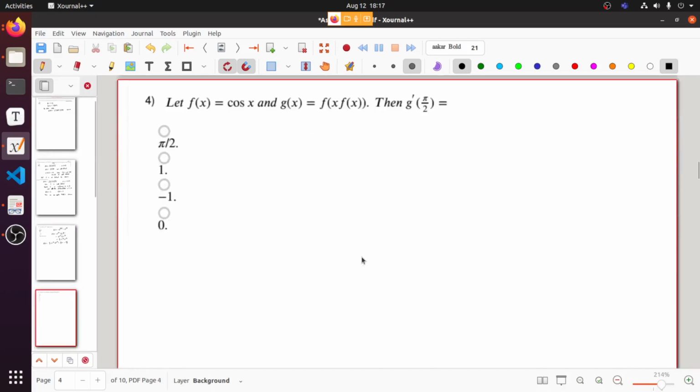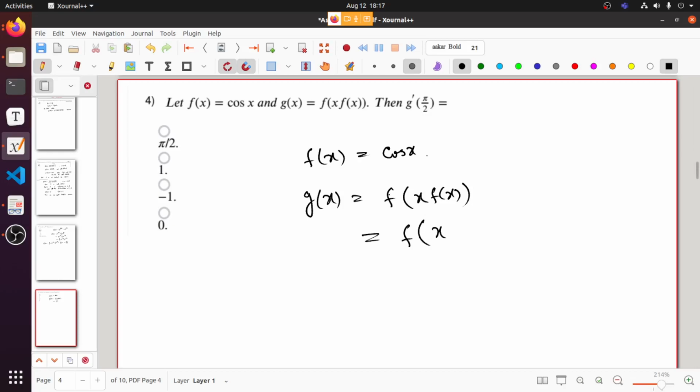Now move to question number 4. What it is saying, f of x is cos x and g is defined as f of x f of x. So what will be g? Just put here f. If you put x f of x, then it will be f of x cos x, right? Now what is f? F at the point x is cos x. But here instead of x, it is x cos x. So what will this be? Then it will be cos of x cos x, right? So this is the function g.